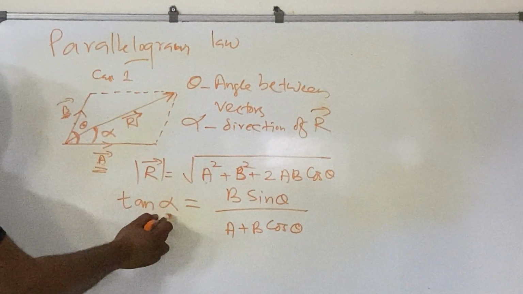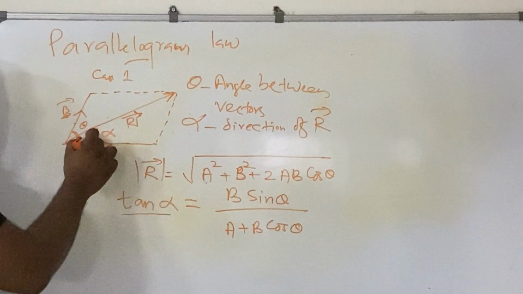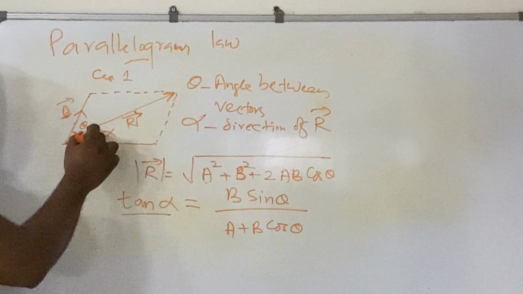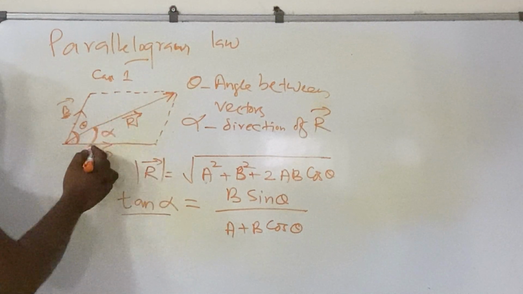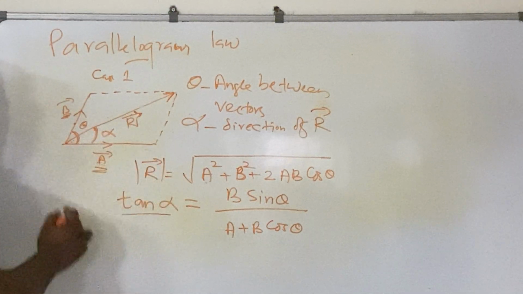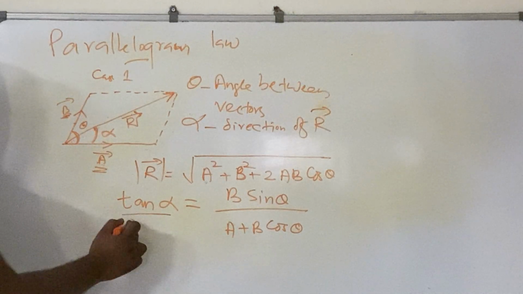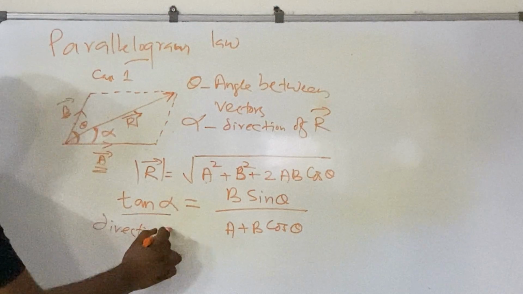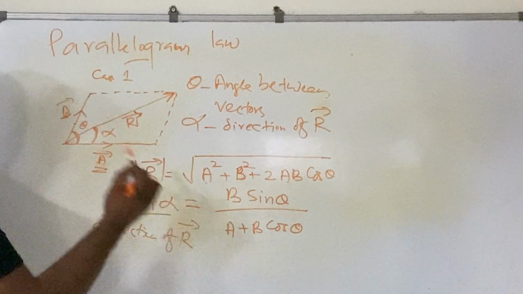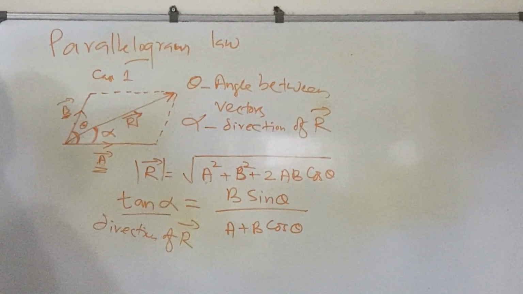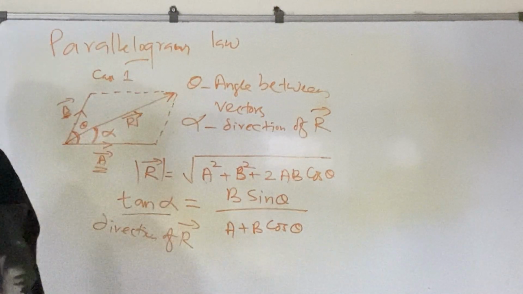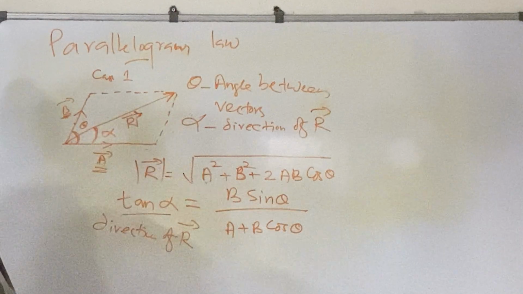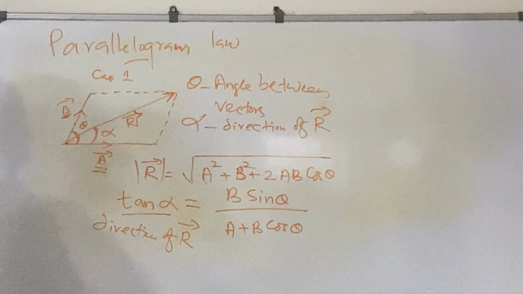So what is the significance of tan alpha? Tan alpha gives the direction of the resultant with respect to A. Tan alpha gives how much the resultant is inclined to vector A. Tan alpha signifies the direction of the resultant vector. Understood? So tan alpha is equal to B sin theta divided by A plus B cos theta.